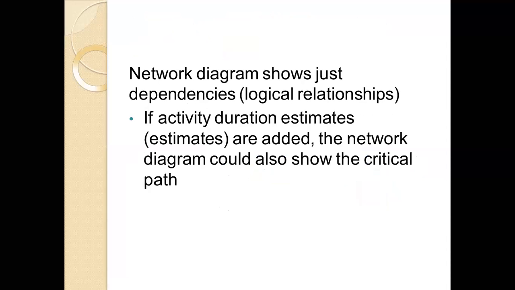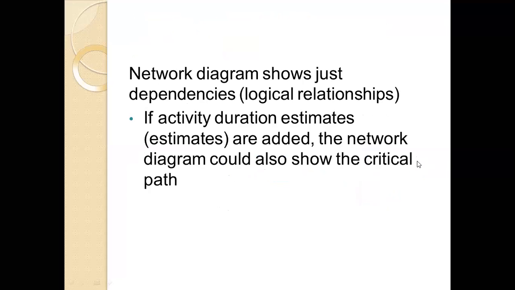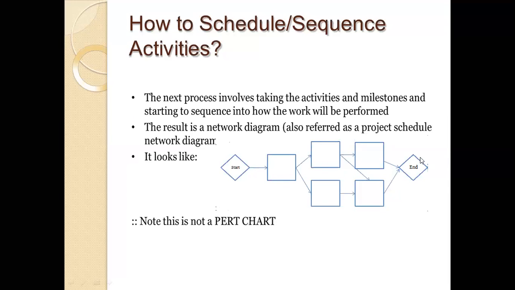It represents logical relationships. If activity duration estimates are added, the network diagram could also show the critical path. If there is a duration defined here, here, here, here, and here, this path will define the critical path. This path starts here, here, here, and will define the critical path, with the number of hours specified in every activity.